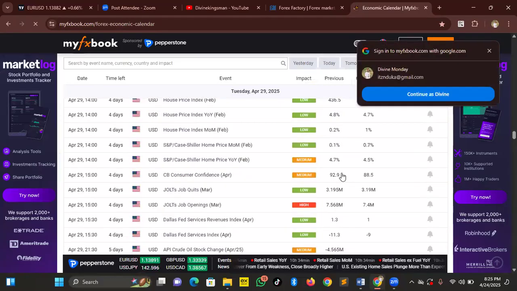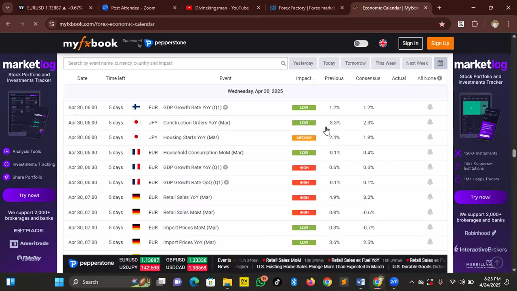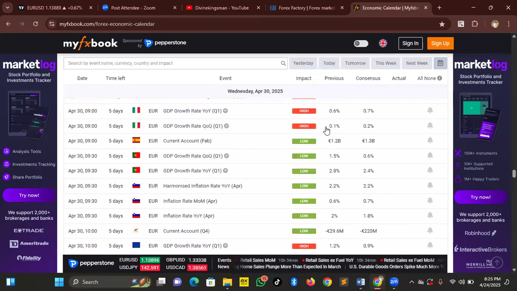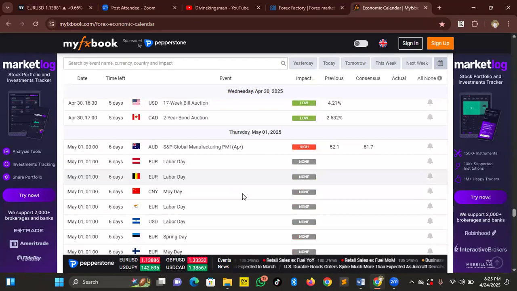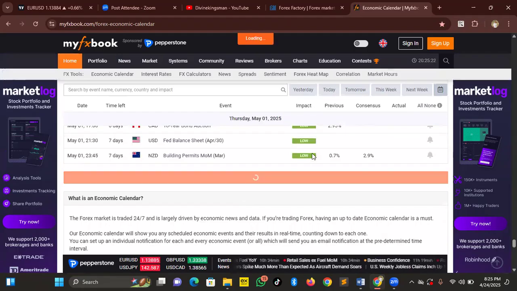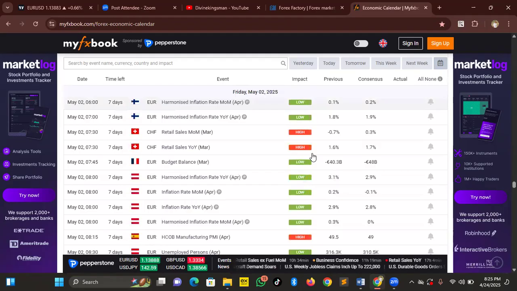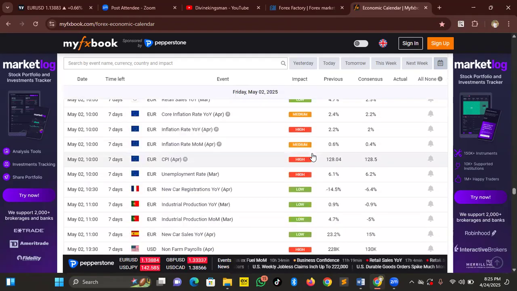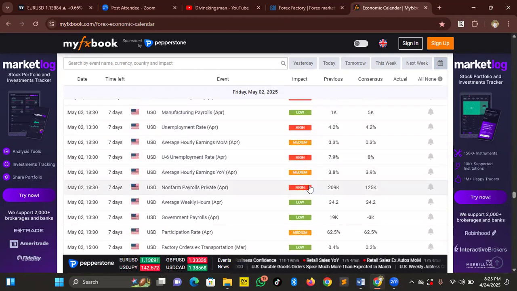So you just need to scroll down. Let's go to the new month, on Friday, which is 2nd of May. So I'm just scrolling down, so we can see the NFP. So Friday, NFP, see it here. So you can see this is the non-farm payroll, right?